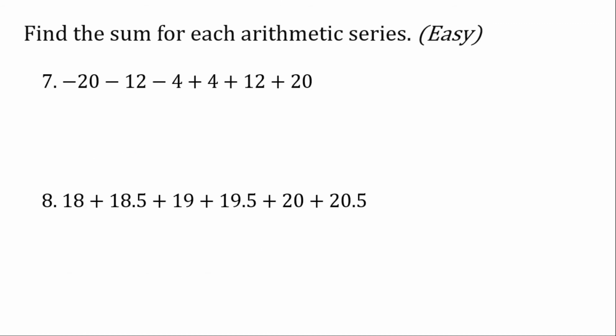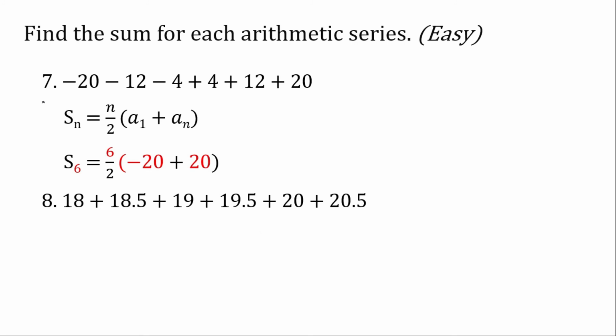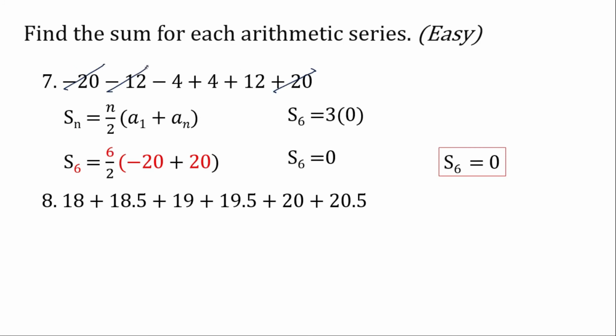For number 7, we have 1, 2, 3, 4, 5, 6. 6 terms. That will be our n. We have negative 20 as our first term, and 20 as our last term. So with that, we have 0. So 6 multiplied by 0 would be 0. On first inspection of the problem, you can just cancel the opposite signs. Negative 12 will cancel out positive 12, and negative 4 will cancel out positive 4. So the answer is 0.